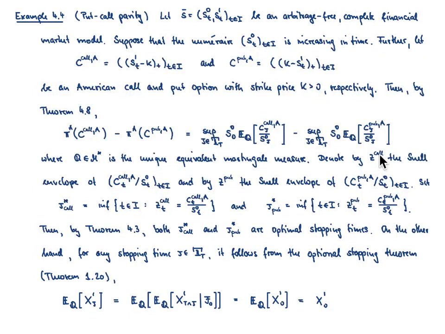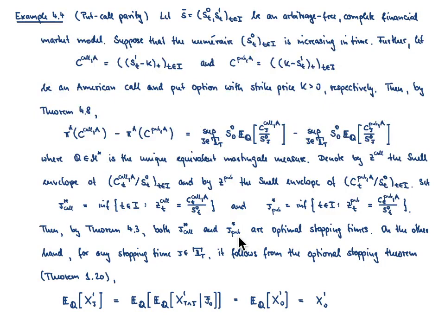So now let us denote by that C^call the Snell envelope of the discounted American call option, whereas by that C^put I denote the Snell envelope of the corresponding discounted American put option. And the corresponding stopping times τ*_call and τ*_put are defined as the first time where the Snell envelope C^call(t) coincides with the corresponding discounted American call option, and likewise τ*_put is defined as the first time point where the Snell envelope C^put(t) coincides with the corresponding discounted American put option. And by Theorem 4.43, we have seen that τ*_call and τ*_put are both optimal stopping times.